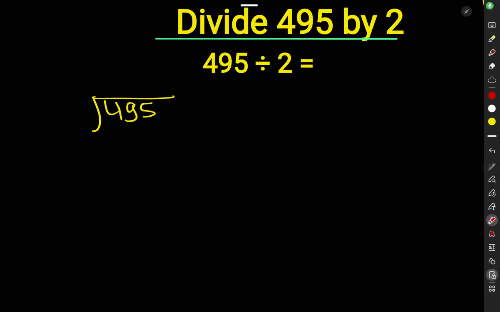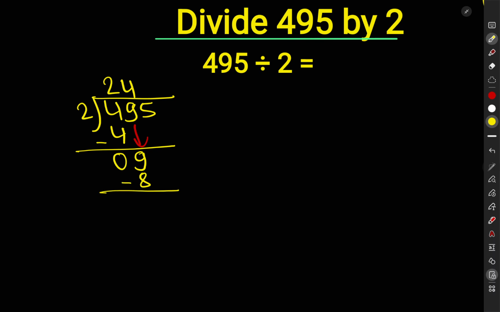We divide 495 by 2 in the long division method. 2 times 2 is 4. On subtracting, it is 0. So we put down this 9, and 2 times 4 is 8. On subtracting, it is 1.